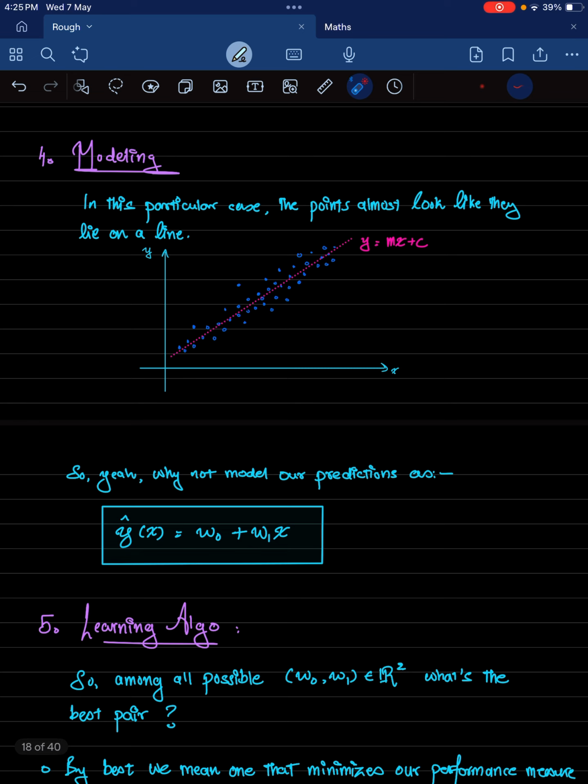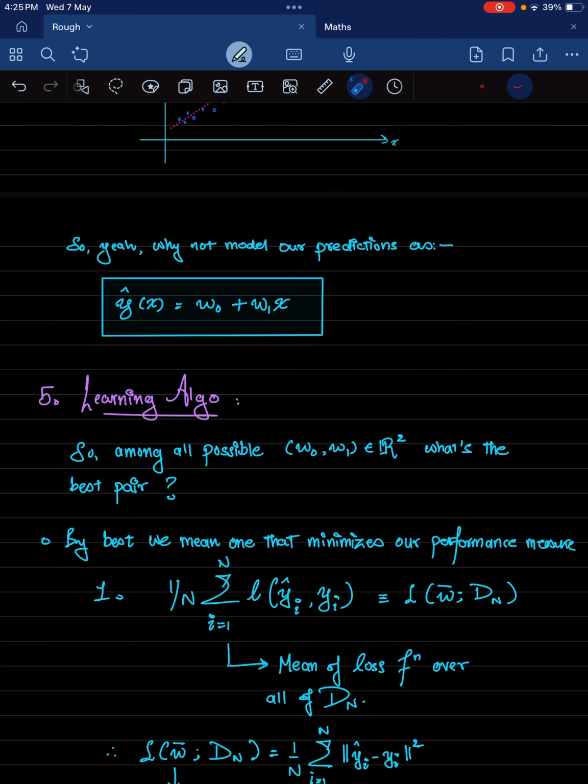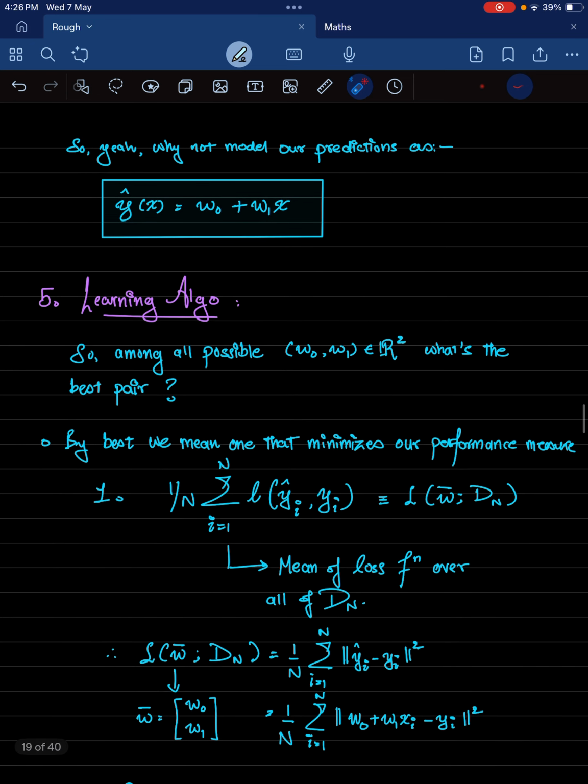Alright, so we have determined our y hat to take a mathematical form of w0 plus w1x. Now, the learning algorithm, that's what this learning algorithm does. It searches through w0, w1 and finds the best pair. And how do we choose the best pair? Well, there are actually many ways to go about doing this. Like, how do we choose the pair that gives the best performance measure across all the data points?